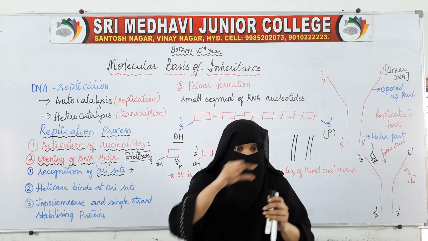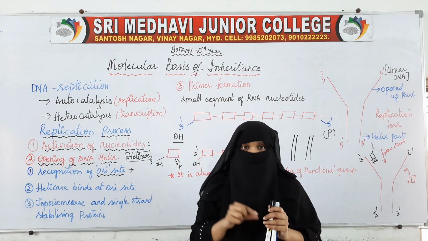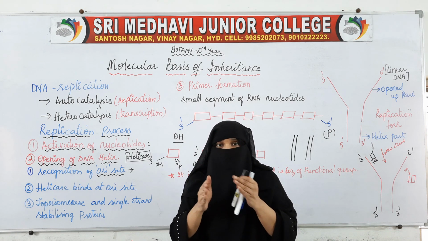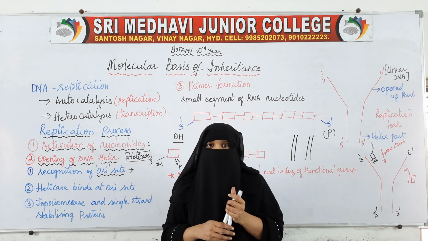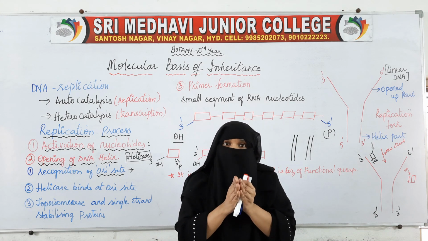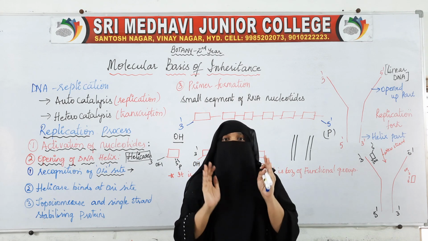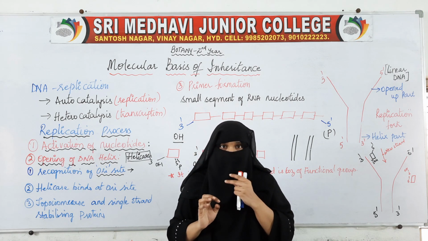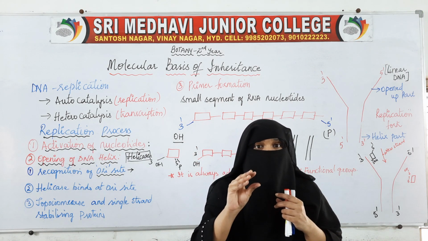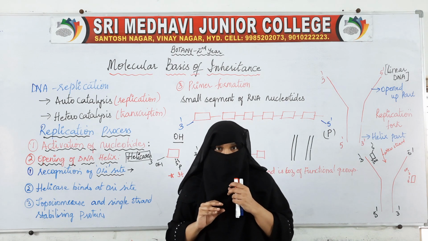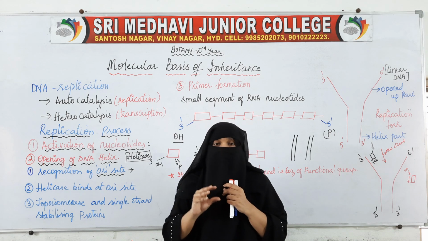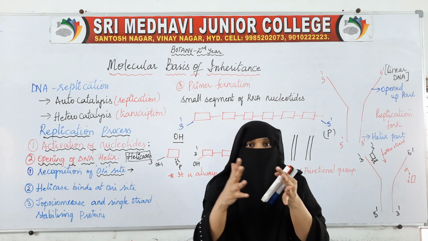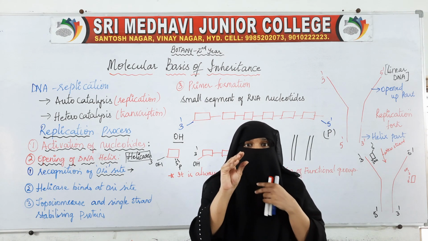On the DNA, we have a particular sequence. That sequence is called the ori site, and from that sequence only, the DNA strands start to open up. It won't open up from any place. There is a particular sequence on DNA from where opening of the helix takes place. The helix is coiled, so opening of the helix takes place with the help of a special sequence.